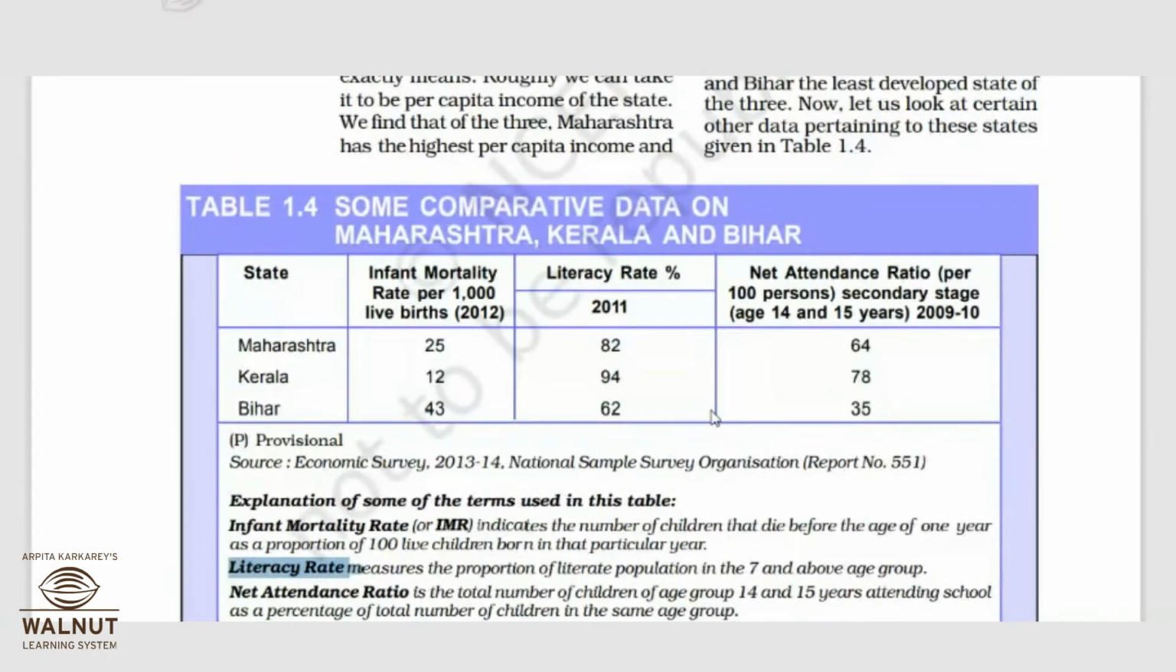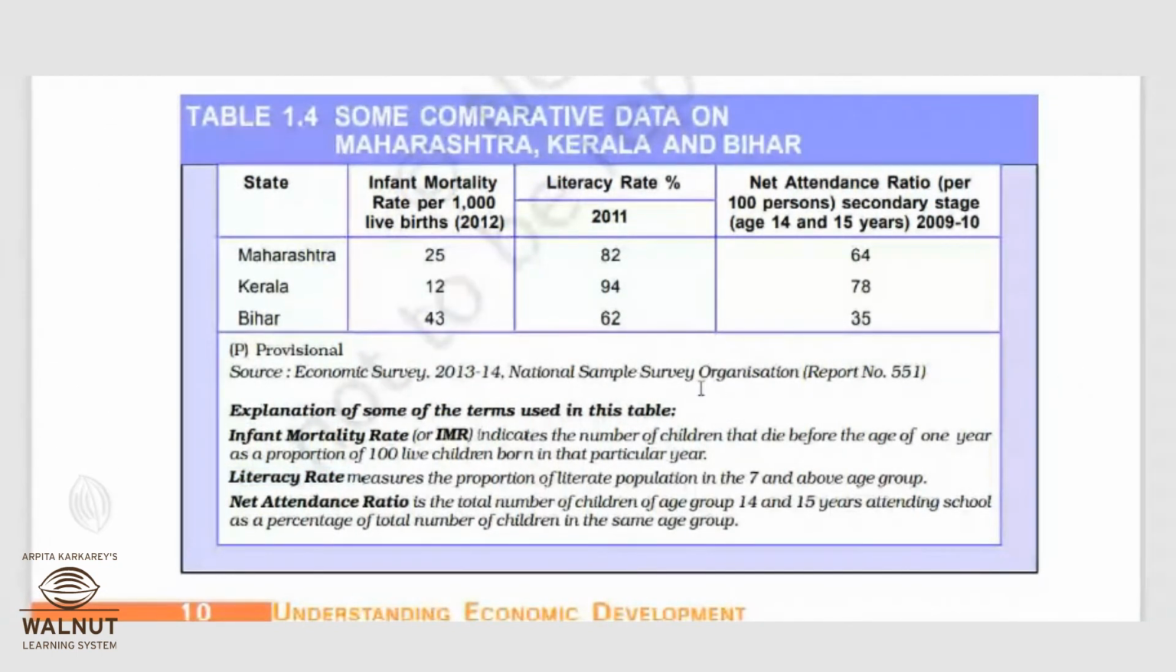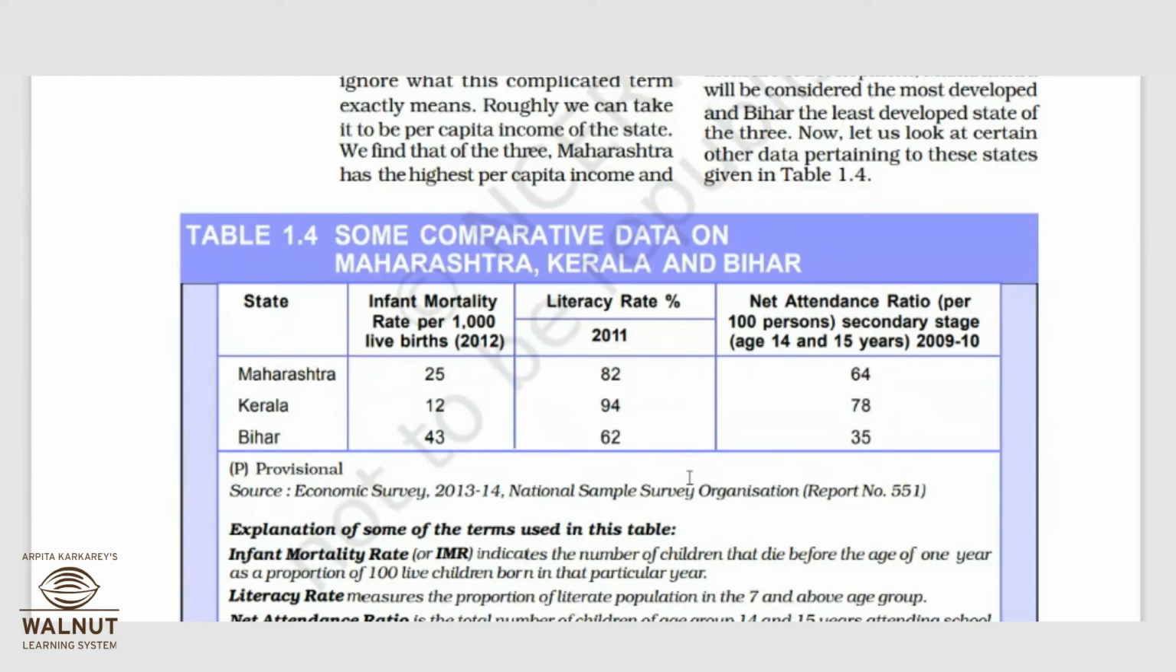So now see here, there is this table over here. Can you see it? Yes, ma'am. Now can you compare? There are three states that are given: Maharashtra, Kerala, and Bihar. Each column is divided into literacy, infant mortality. Can you now guess which state you can call the most developed? I just don't want the answer, I want a valid reason also for it.